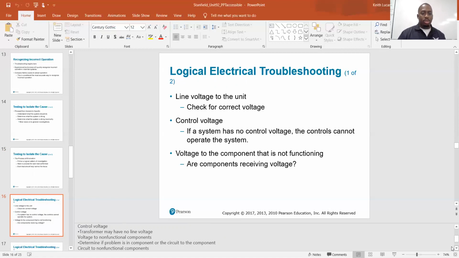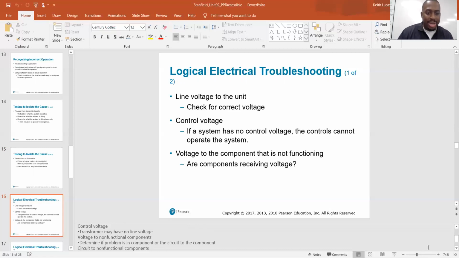Control voltage. Transformer may have no line voltage. So if you don't have control voltage, back it up and see, do you have your primary voltage? If you do have your primary and there's nothing coming out of secondary, it's the transformer. If you don't even have voltage at the primary, then now you got to take it a step further and go step further back in the process. Or if you had started from the source to begin with, then you would already know.